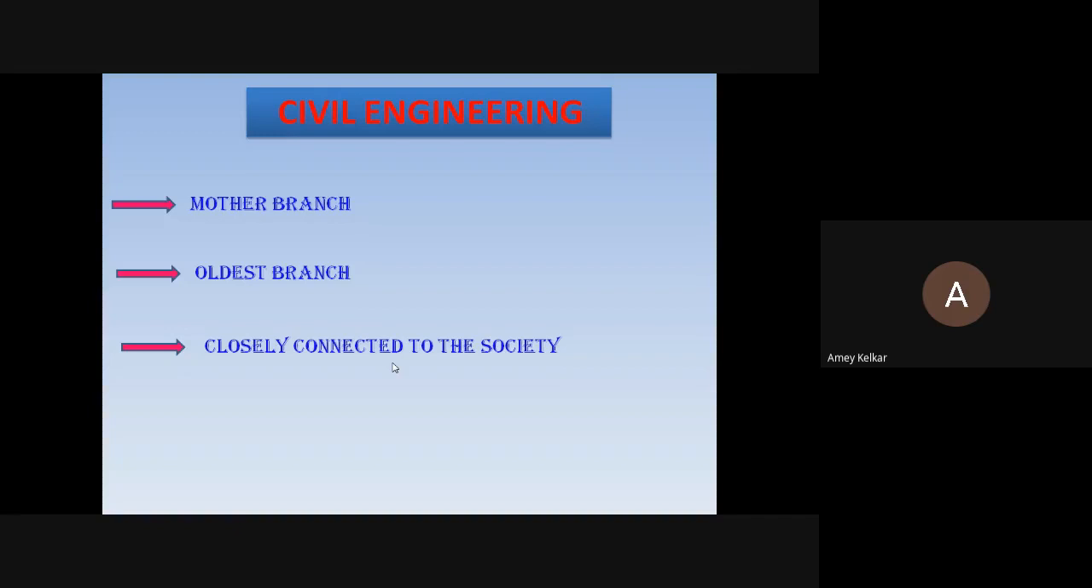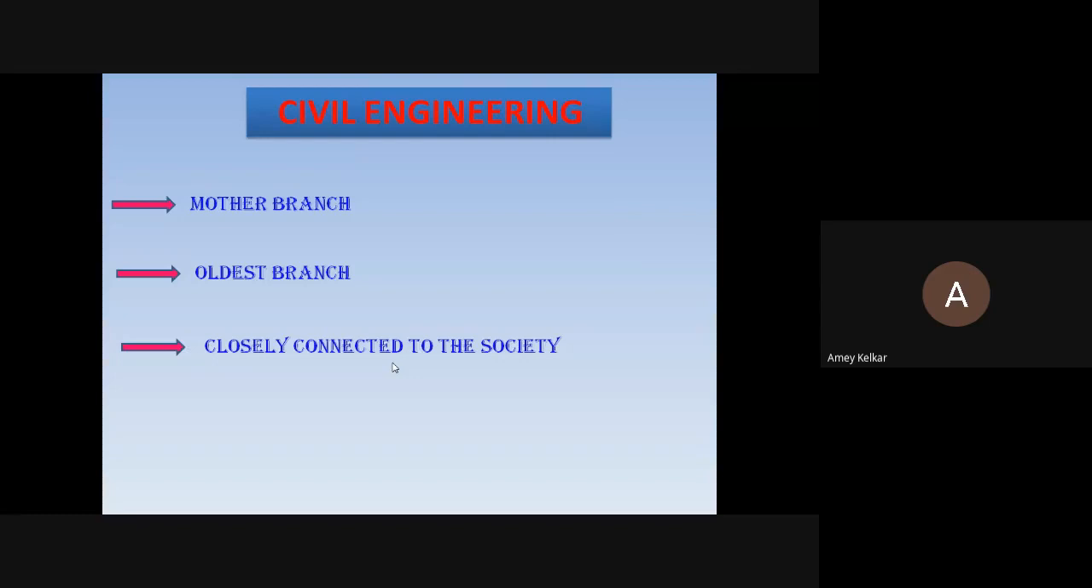Catch a flight in the morning, within an hour, within 1.5 hours, I'm there in Bangalore at the airport. But from the airport to reach Chinnaswamy Stadium only, it will take 3 hours. That is secondary, okay, because of the traffic congestion. But this connectivity is possible because the civil engineering field has grown. So it is closely connected to the society.